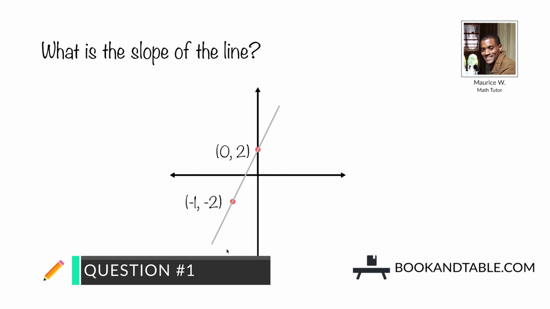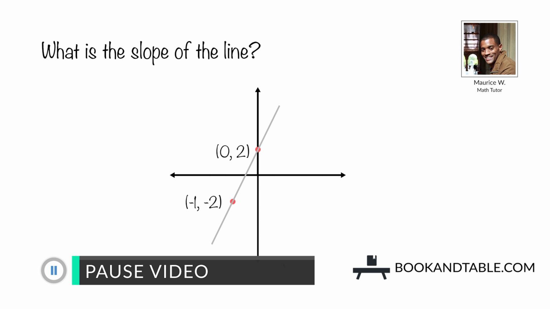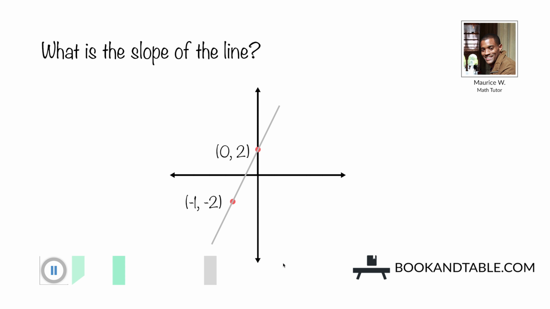Question number 1. What is the slope of the line? So you're going to calculate the slope of this line, given that the first point is -1, -2, and the second point is 0, 2. Pause the video, answer this question, and then press play when you are ready to begin.